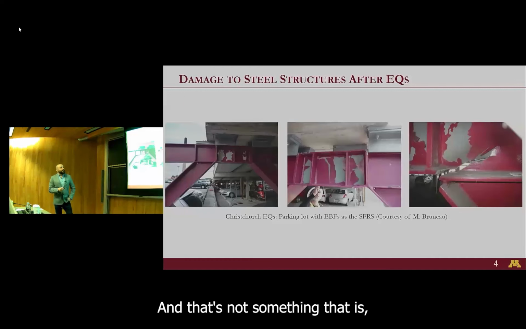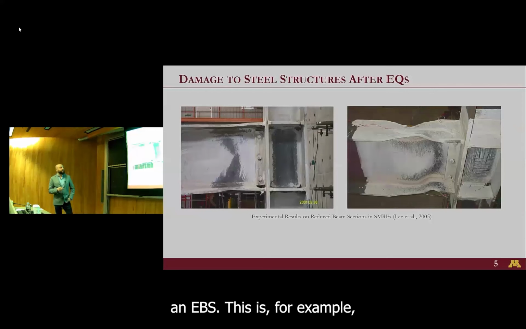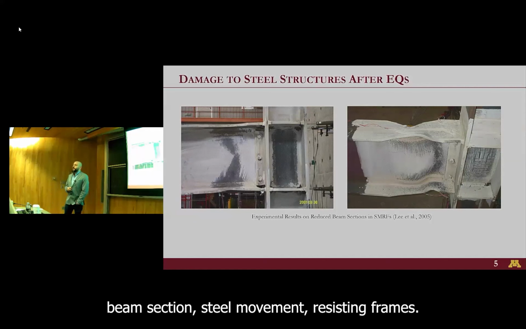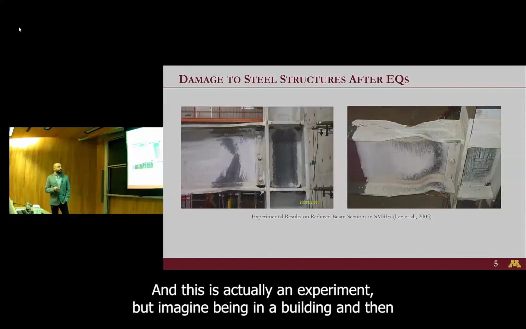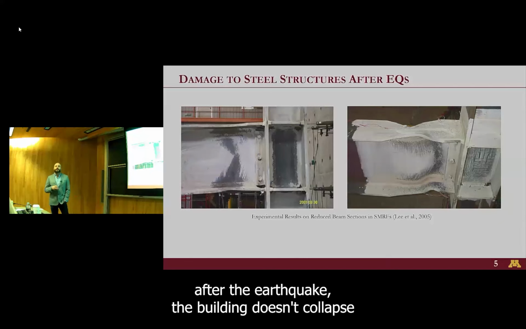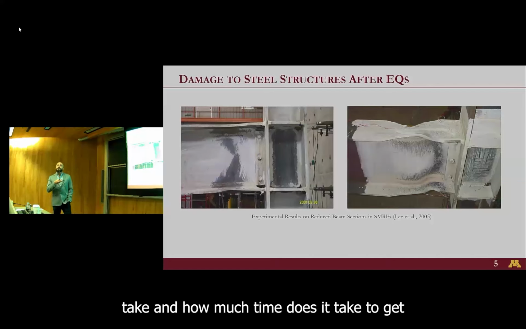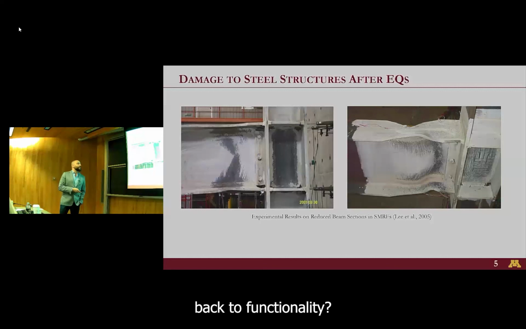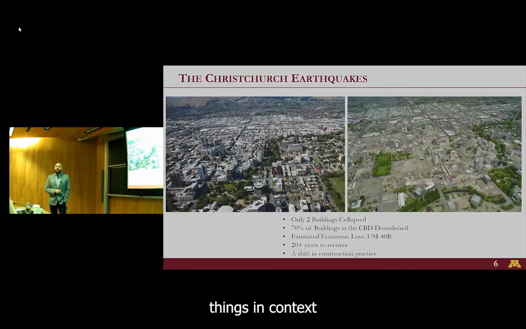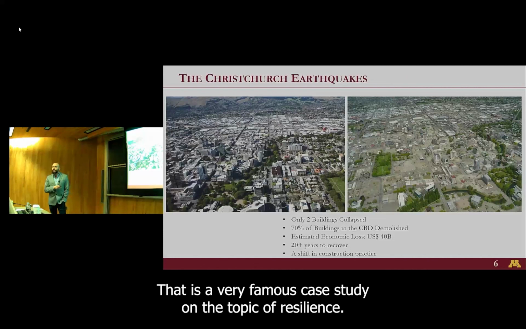And that's not something that would just happen to EBFs. This is, for example, dog bone or reduced beam section steel moment resisting frames. And this is actually an experiment, but imagine being in a building, and then after the earthquake, the building doesn't collapse, but you come in and you see this at all the corners. And the question is, how soon and how much money does it take, and how much time does it take to go back to functionality? To put things in context a little bit better, I'm going to talk about the Christchurch earthquakes. That is a very famous case study on the topic of resilience.